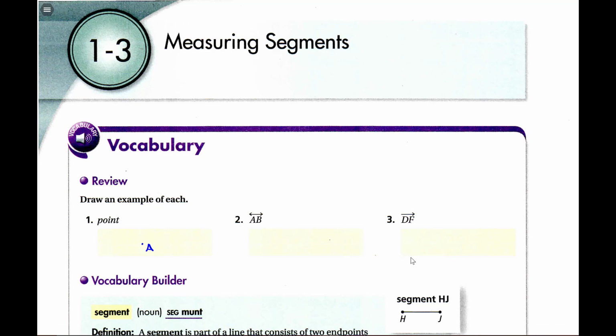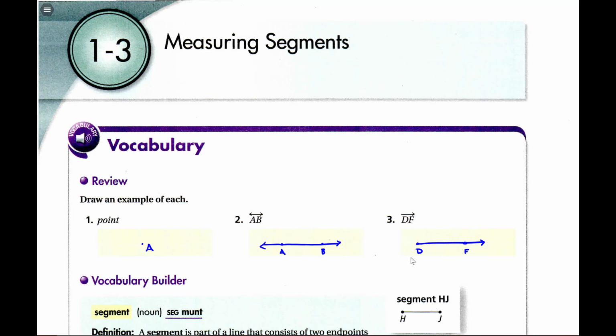The next one is line AB. Remember, that is the line that passes through the points A and B, and it extends indefinitely in both directions. And then finally we have ray DF. It has the endpoint D, and then it extends through the point F and extends indefinitely away from D. We looked at those yesterday in our notes about points, lines, and planes.